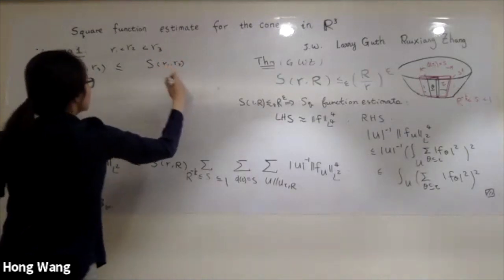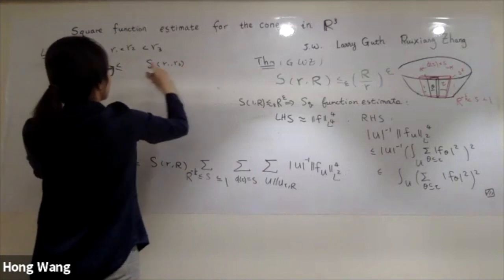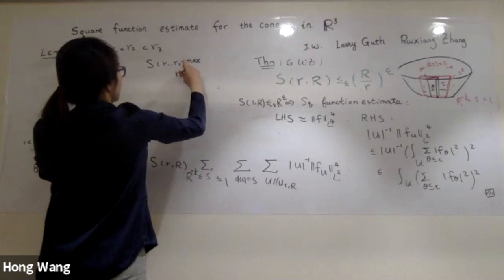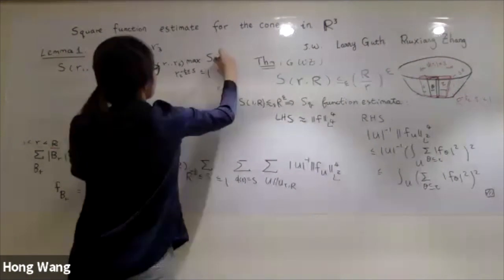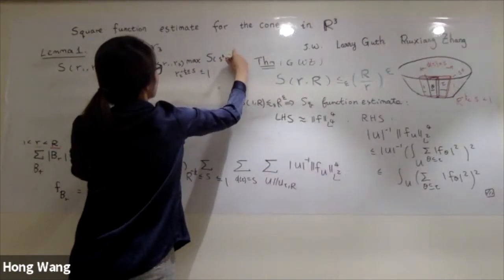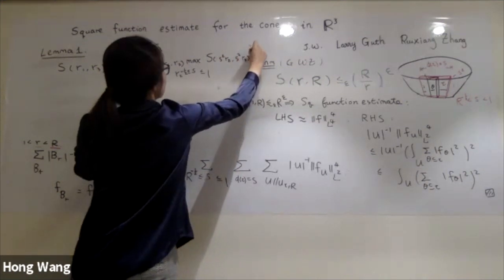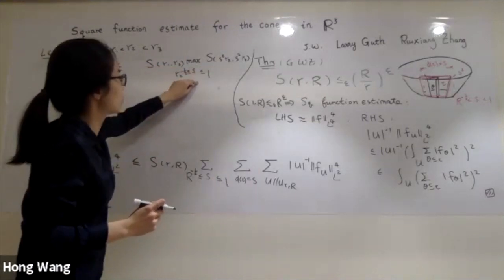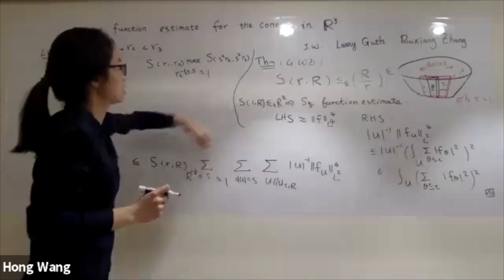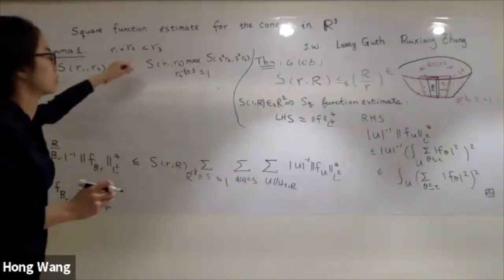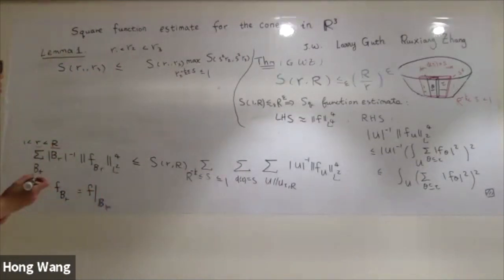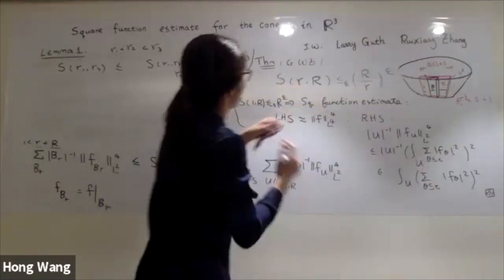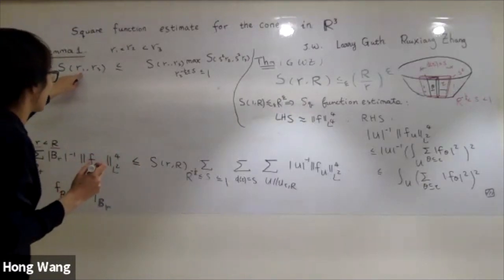SR1 SR2 times the maximum of all s between R2 to the minus a half and 1, s square R2 s square R3. Note that this s is smaller than 1, so each of those parameters is a smaller number compared to R1 and R3, and in particular the ratio is smaller.